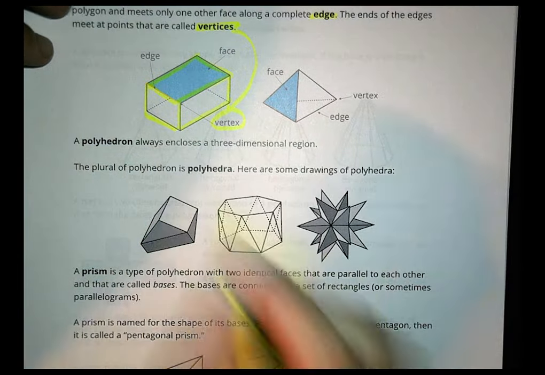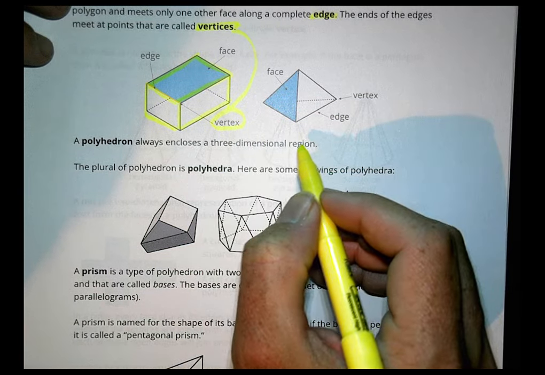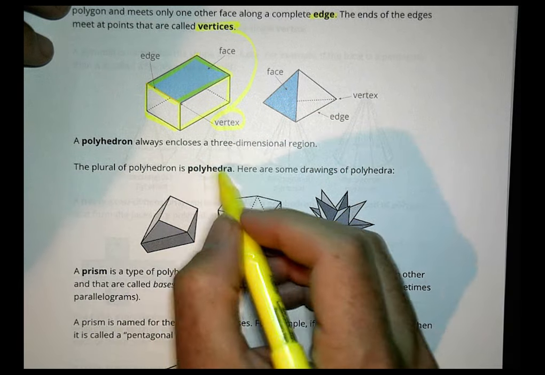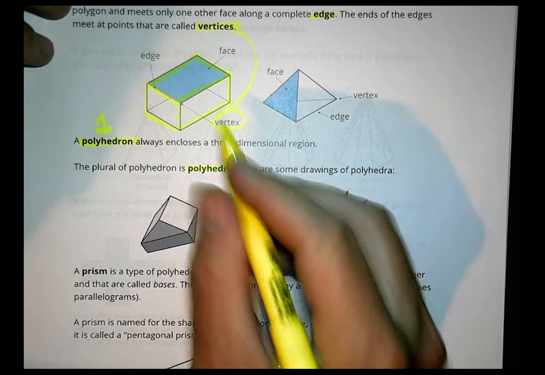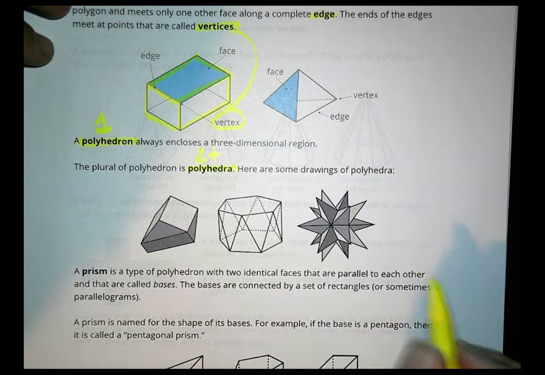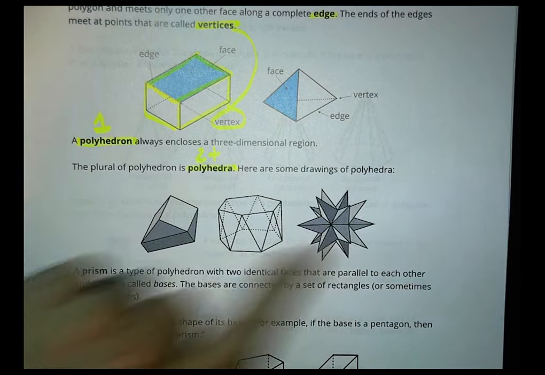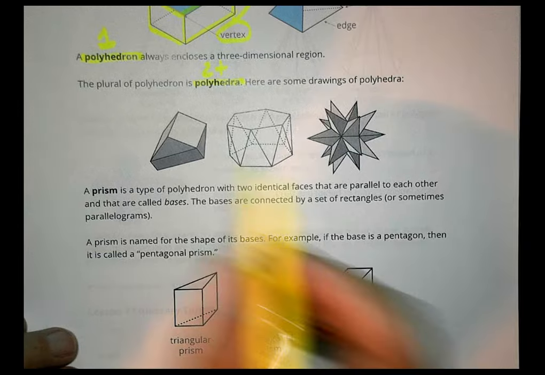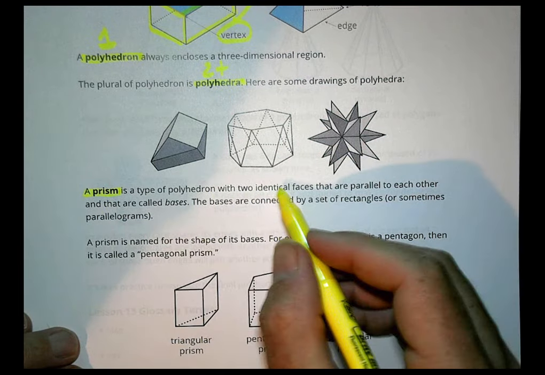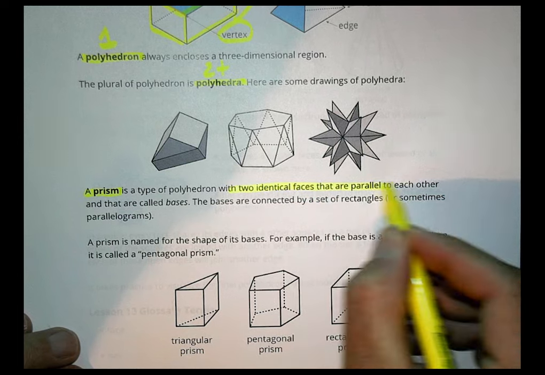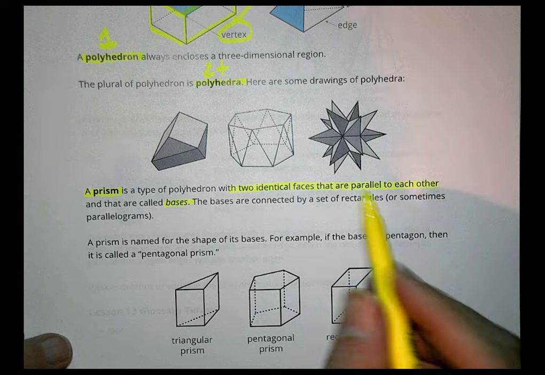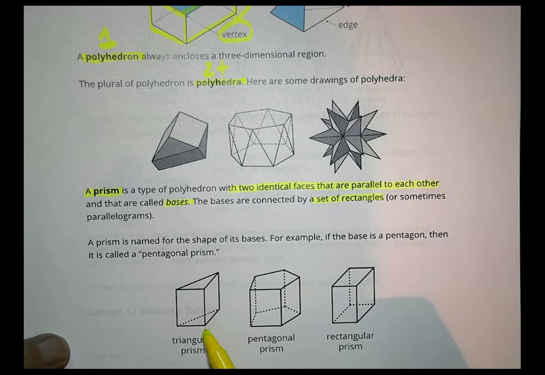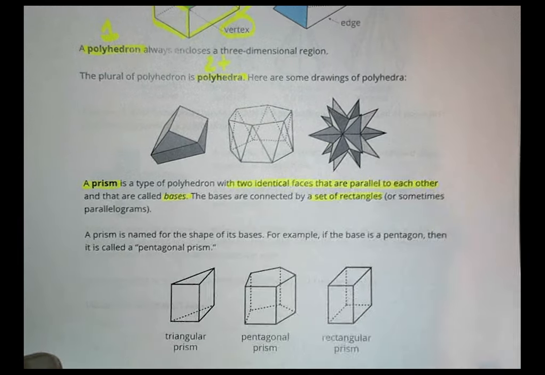A polyhedron always encloses a three-dimensional region. The plural of polyhedron is polyhedra, right? So polyhedron is one, and polyhedra is two or more, okay? All right, and these are some pictures of some polyhedra, which we talked about. And then we talked about a prism. It's a type of polyhedron with two identical faces that are parallel to each other. Okay, those are called bases there. Any one can be the base, doesn't matter, but they are then connected by a set of rectangles. All right, so this is a triangular prism here, a pentagonal prism here, a rectangular prism there.